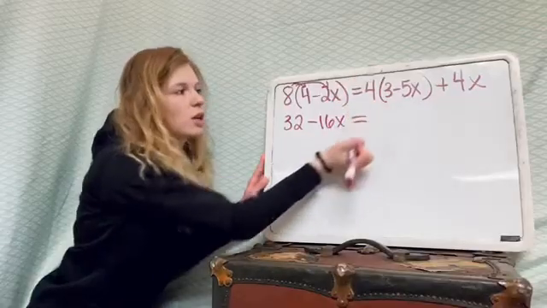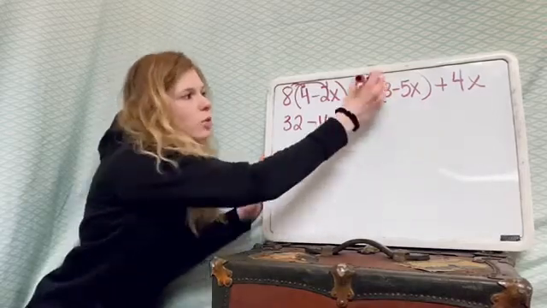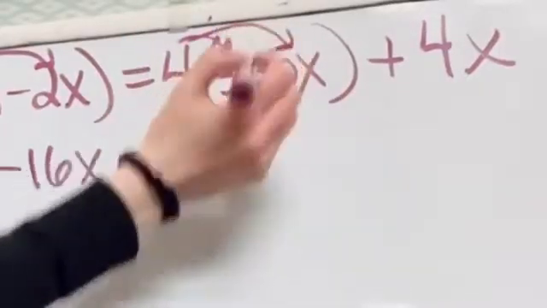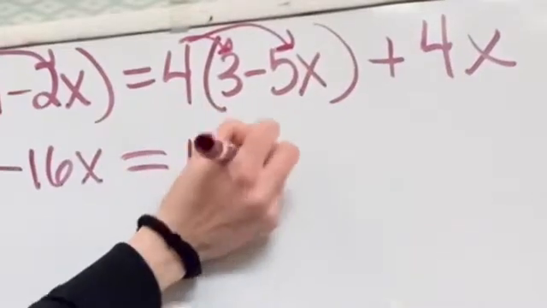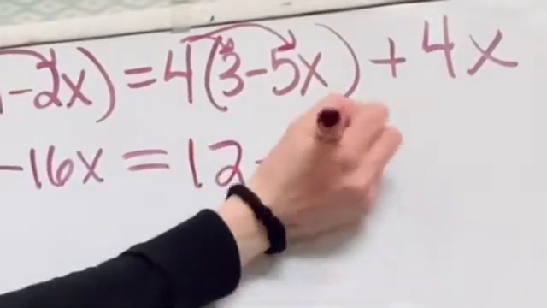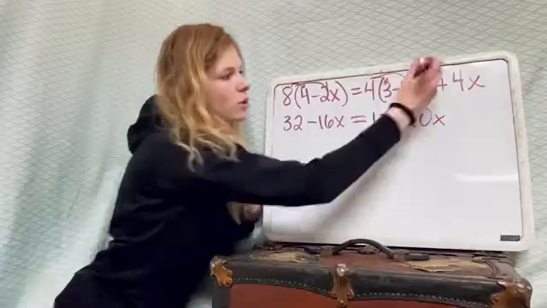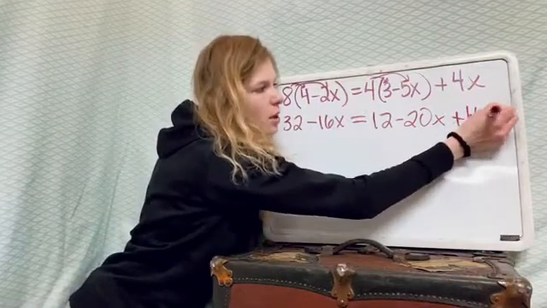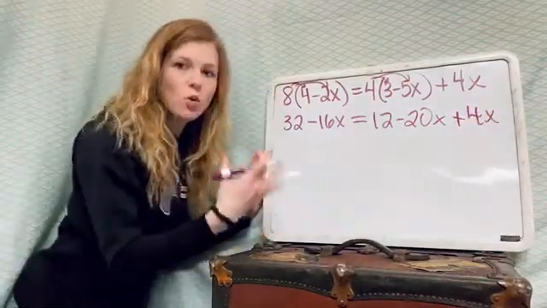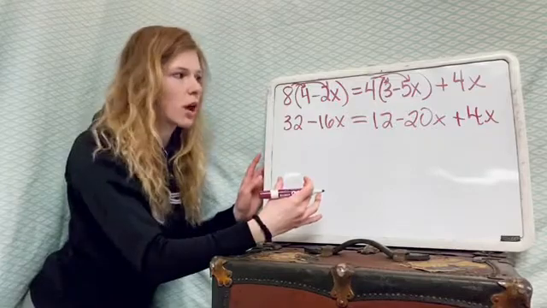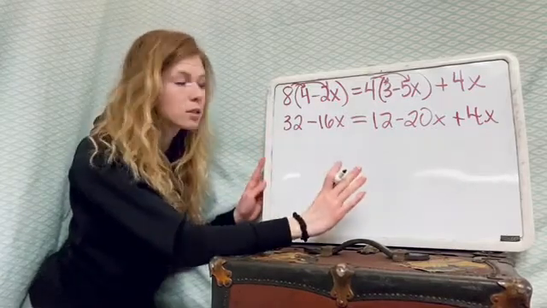I'm going to bring down my equal sign. I'm going to distribute the 4 to the 3 and to the -5x. So that's going to give me a 12 minus 20x. Then I'm going to bring down this plus 4x. Because I haven't done anything with it, I just keep bringing everything down so I don't forget about it.